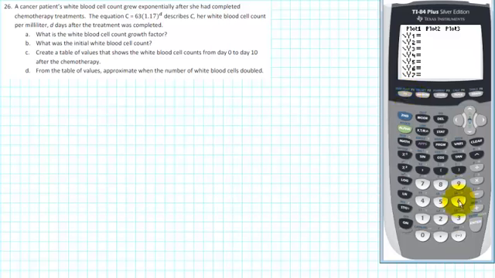So we'll have 63 multiplied by 1.17 raised, not to the D, but to the X.